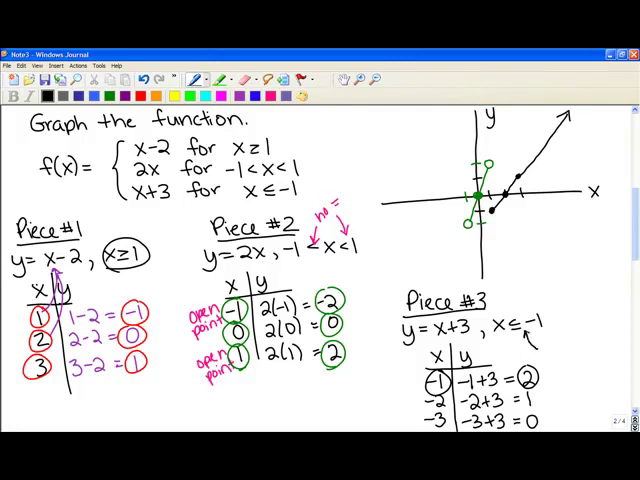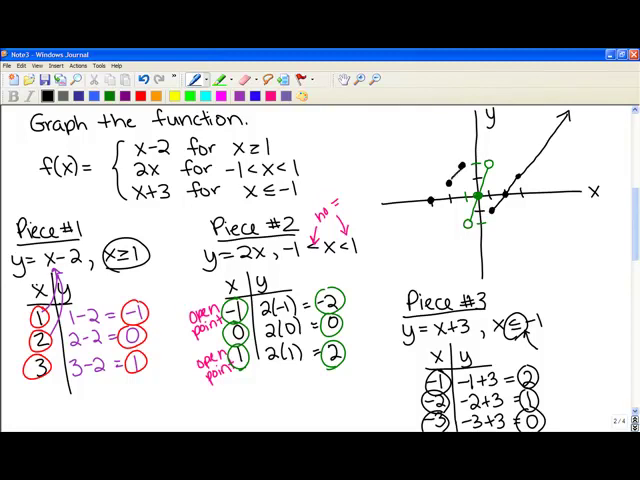Now notice there's an equal sign up here with this symbol, so that means we'll have a closed dot. We don't have to worry anymore about the open dots. So over here, negative 1, 2, right up here. Okay, the next one, negative 2, 1. Over negative 2, up 1, right here. And the last point is negative 3, 0. So right about here.